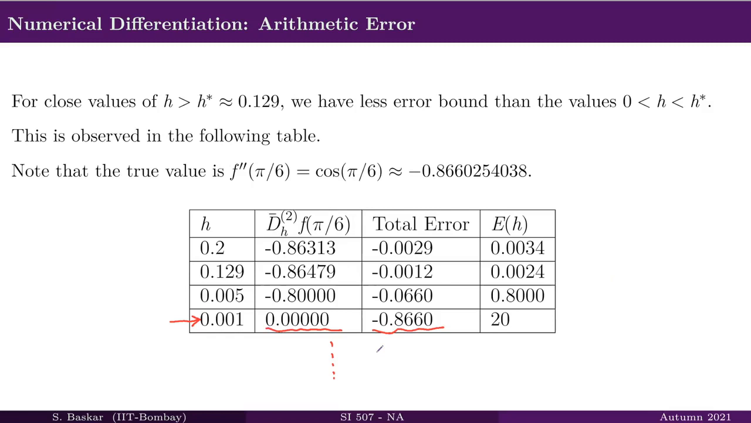Note that we got the critical point h star equal to 0.129 with respect to the approximation that we have chosen. If you recall, we have chosen that the approximation in the function value is up to 6 significant digits. With respect to that, we got this h star. However, the critical point for the computer on which I have done this computation may be different.